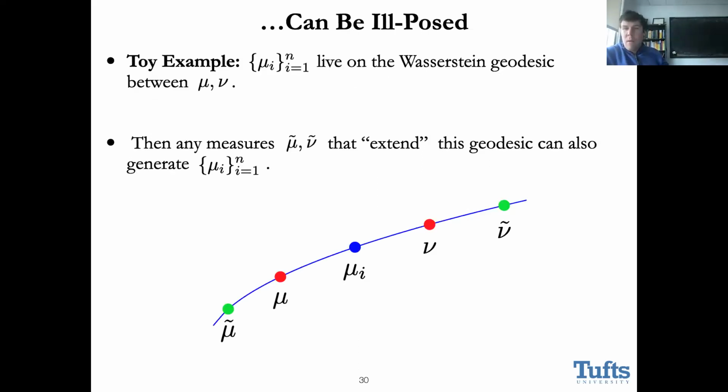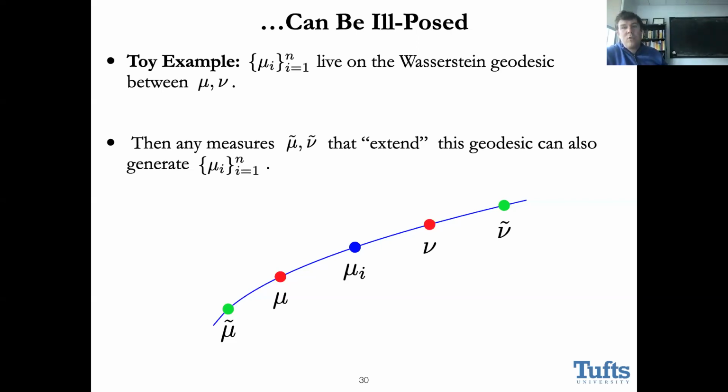This is not actually a well-posed problem in general. It may not be well-posed in the linear case either, in the same way, which is that if all of your training data live on, let's say, a Wasserstein geodesic, then there are going to be many probability measures mu tilde and, let's say, nu tilde that have the capacity to generate all the training data, right?